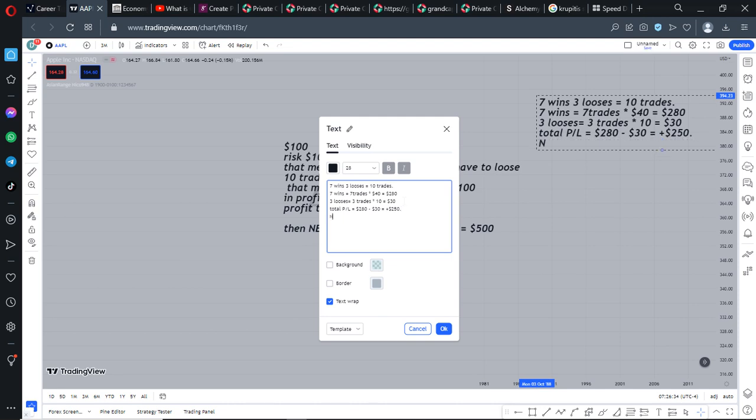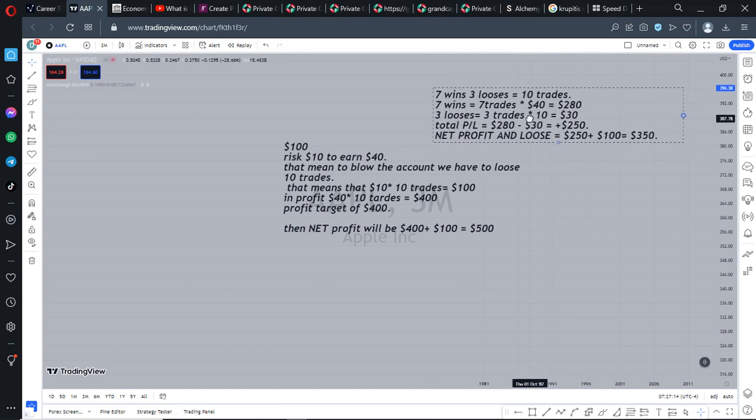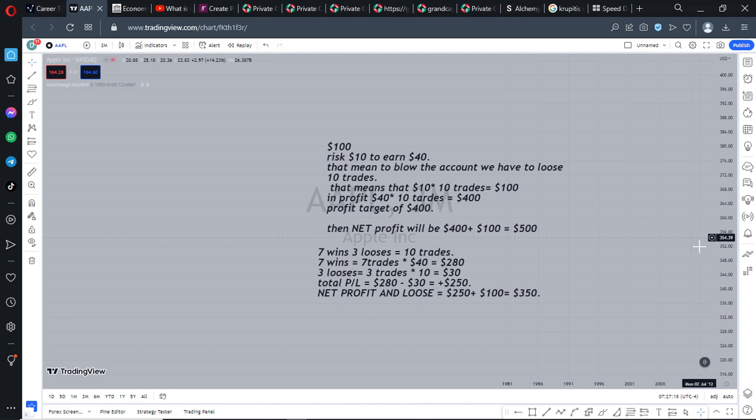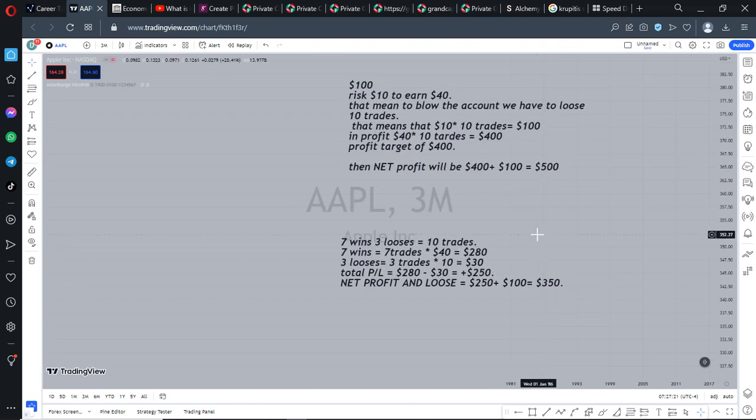So that means that our net profit and loss is equal to what? Remember, we have a $100 account, so that would be $250 plus $100, and we're having $350 in return. So now, are you progressing or are you having a loss right here? Now you see how we can use cash flow in terms of risk management and in terms of maintaining our trading account and our business.